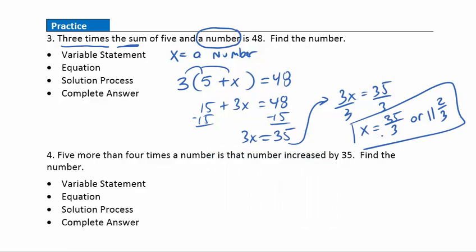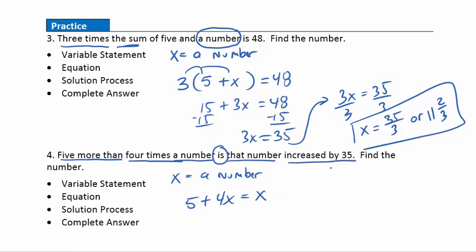All right, practice question 4. Let's figure out what the variable is. And again, it's that number in this case, or a number. Either one of those would have been fine. So I'll choose x and I'll say that's equal to a number. All right. So 5 more than, here's how we take 5 more than something. We add 5 to it. 5 more than 4 times a number. So here's 4 times a number equals that number increased by 35.